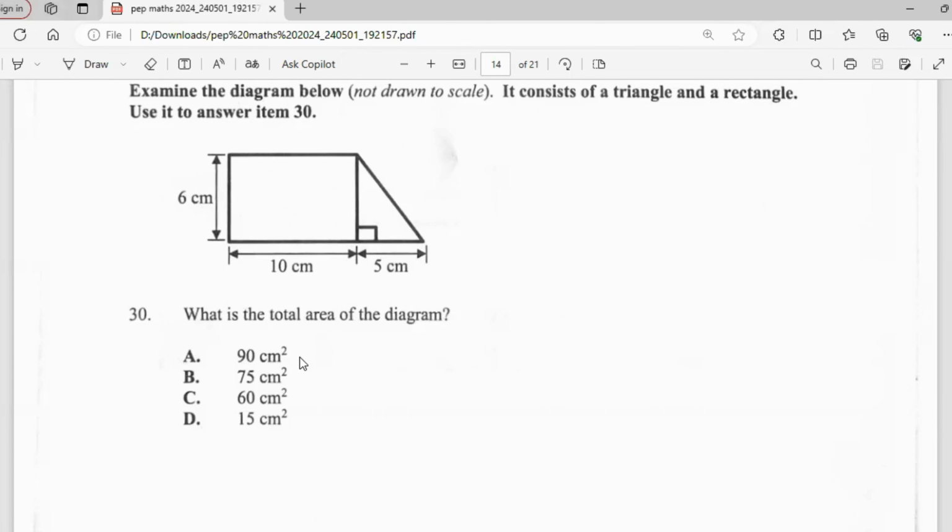So for the total area of the diagram, we'll separate the two shapes and find the area individually, and then we add it up. So we can find the area of the rectangle first, and the area of the rectangle is length times width, which is 6 times 10, which is 60 centimeters square.